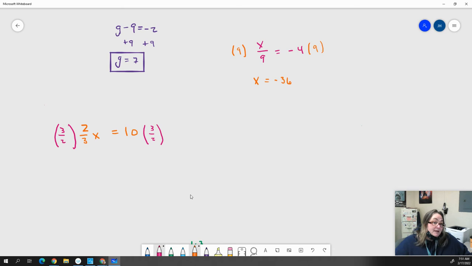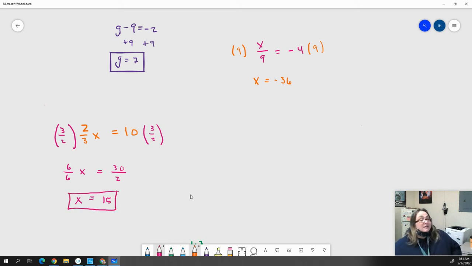What happens when I multiply a fraction times a fraction is they multiply across. So that would be 3 times 2, which is 6, over 2 times 3, which is also 6, equals 10 times 3, which is 30, over 2. Here, this just becomes 1. Any number over itself is just 1. So we wind up with just x equals 30 divided by 2, which is 15. We call it multiplying by the reciprocal. The reciprocal just means you flip the fraction upside down. That's all a reciprocal is. And you can get rid of most of your fractions by doing that.